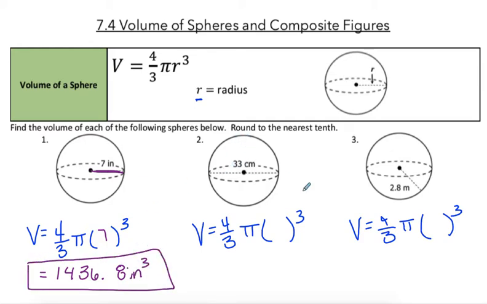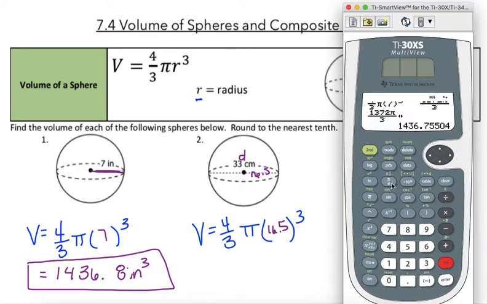On number 2, again, we're just looking for a radius here. They gave me the diameter. So the only switch we need to do is cut this in half. When we take 33 and divide by 2, we'll get 16.5 for our radius. Once I have that, I'm ready to go to the calculator. 4/3 and then pi. And now we're going to do r cubed. 16.5 is our radius, and we're going to raise that to the third power.